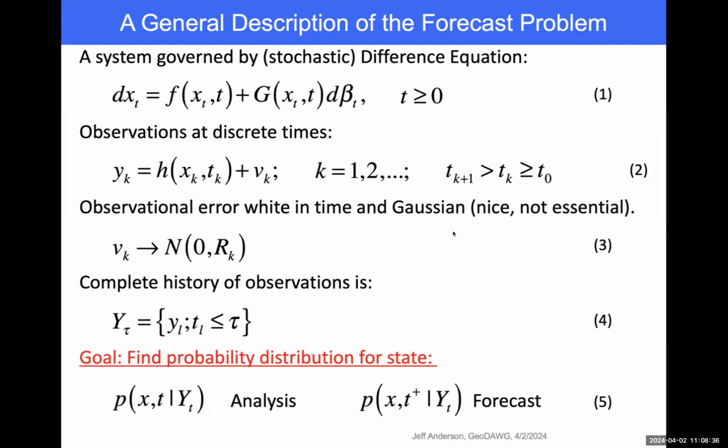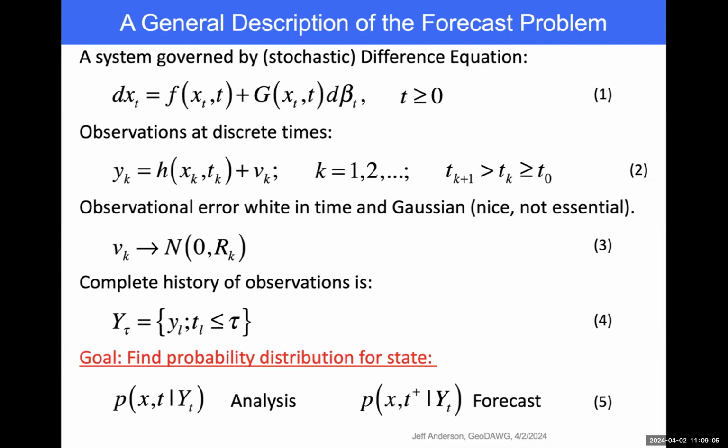In equation 4, we're going to define another vector. It's the complete history of observations, capital Y at tau. So capital Y of tau is simply all the observations, little y sub l, that have been available at times t sub l up to and including time tau. So it's all the observations that have ever been taken of your system up to and including this morning when we're doing some sort of data assimilation.